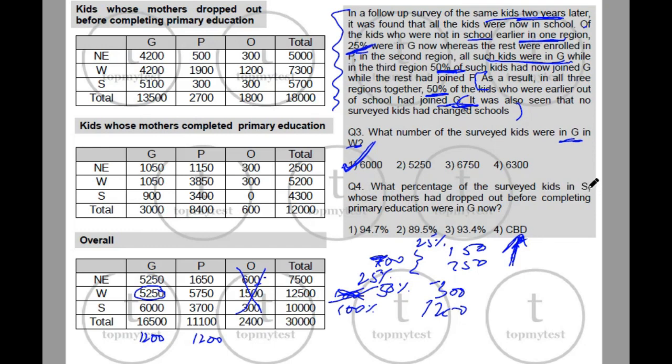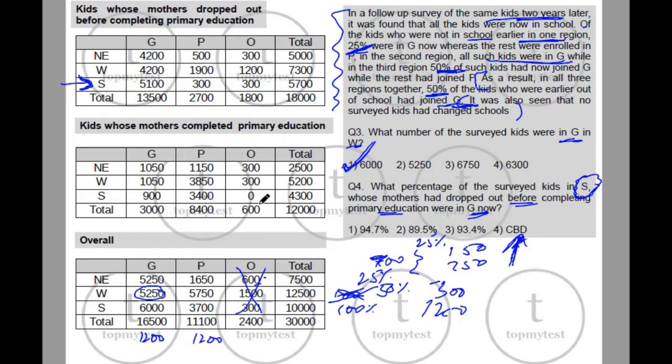What percentage of the surveyed kids in S whose mothers had dropped out before completing primary education were in G? So how many of them were in G? Now, ideally, we don't know the distribution. We know the overall distribution, but we don't know whether mothers had dropped out or had not dropped out. So at first look, this looks like it cannot be determined as an answer.